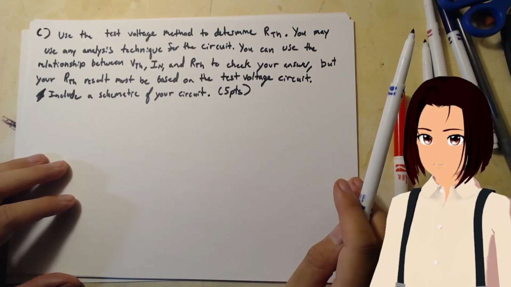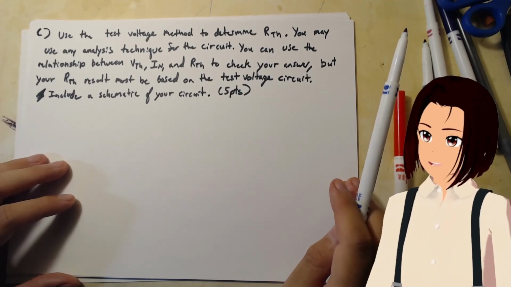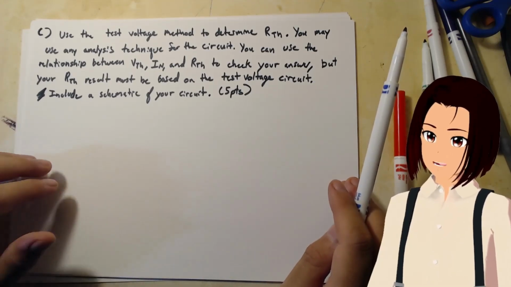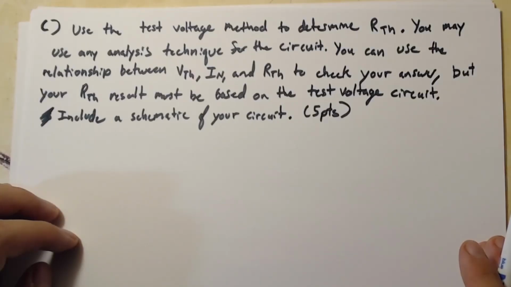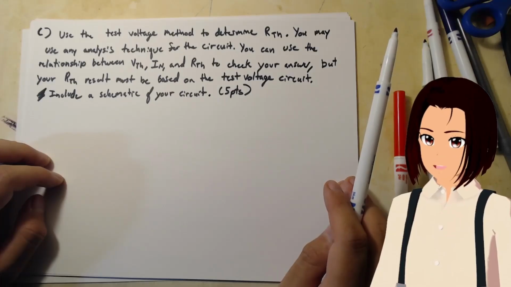So here's part C, and part C says, this is a very tricky part. This is the very trickiest of the trickiest. Here we go. Use the test voltage method to determine R Thevenin. You may use any analysis technique for the circuit. You can use the relationship between V Thevenin, I Norton, and R Thevenin to check your answer, but your R Thevenin result must be based on the test voltage circuit. Include a schematic of your circuit. All that's worth 5 points.